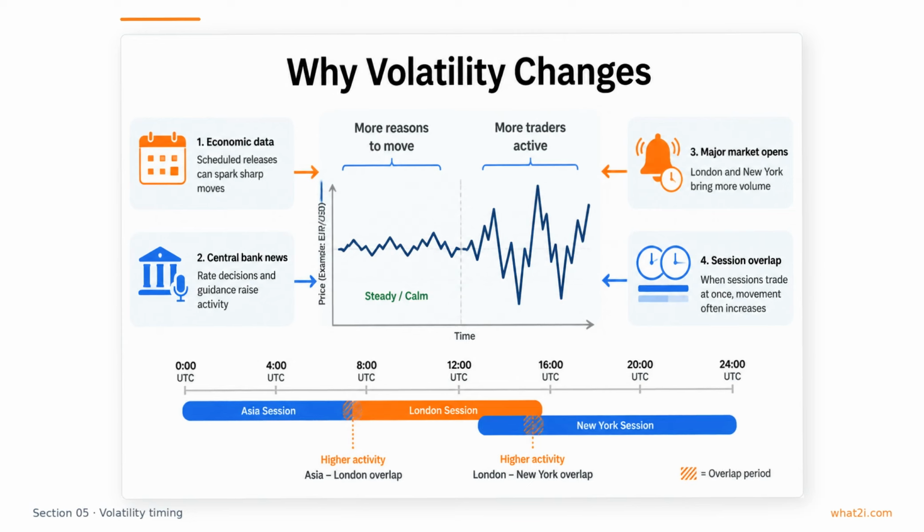So volatility is not random background noise. It usually reflects either new information or stronger participation. Once you understand what tends to raise volatility, it becomes easier to anticipate when conditions may change.